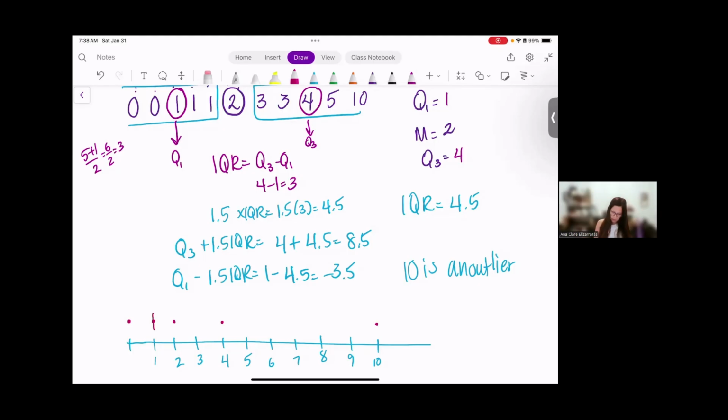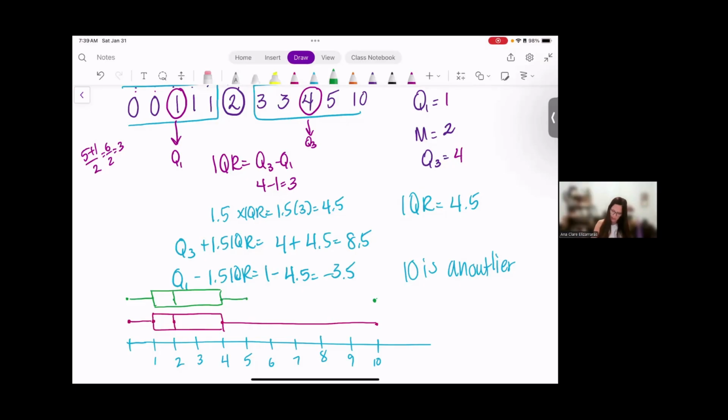We would draw a box around the quartiles. We draw a line down the median and connect our whiskers. If you're doing a modified box plot, you still have those same points. However, 10 is an outlier. And so instead of connecting to 10, I'm going to go to the next highest observation, which was 5.